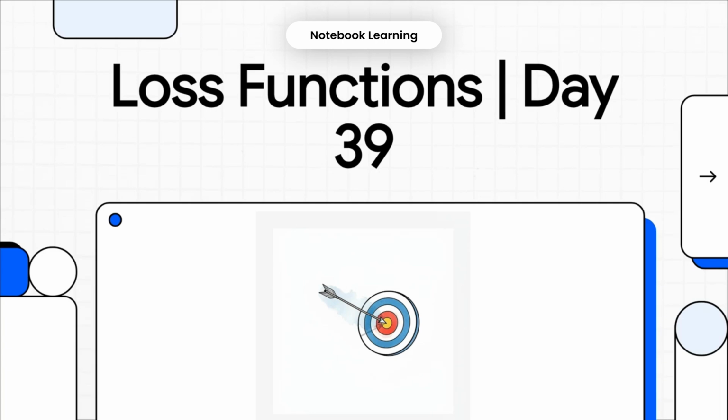We throw this word learning around a lot when we talk about machines. It almost sounds like magic, right? We give a model a bunch of data, and somehow it just gets smarter. But what's really going on under the hood?